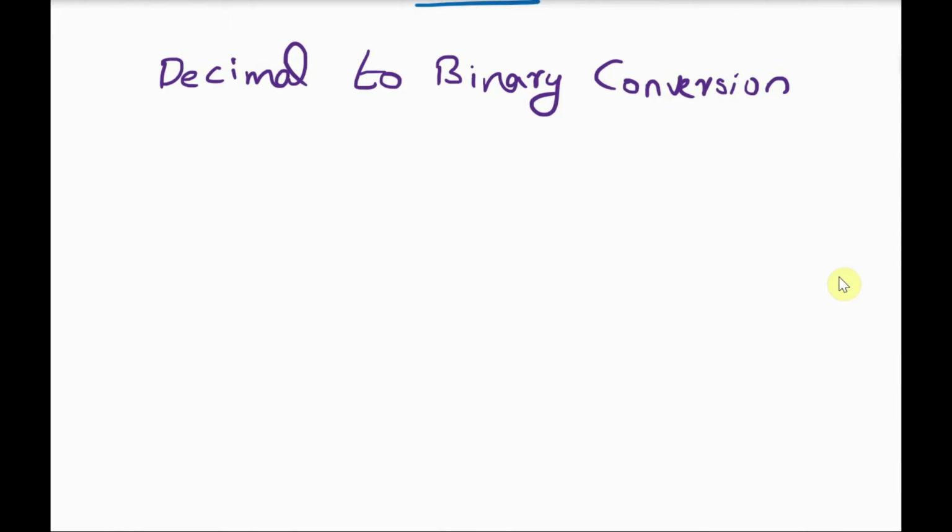In this session, we will discuss the conversion of decimal to binary, octal to binary, and hexadecimal to binary. In the last videos, we have seen the conversion of binary, octal, and hexadecimal to decimal number system. If you are not clear on the conversion of other number systems to decimal, just go to the playlist and watch the video.